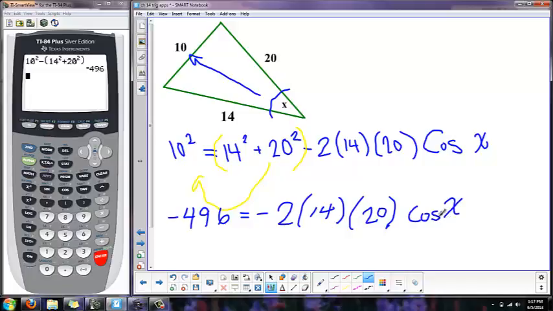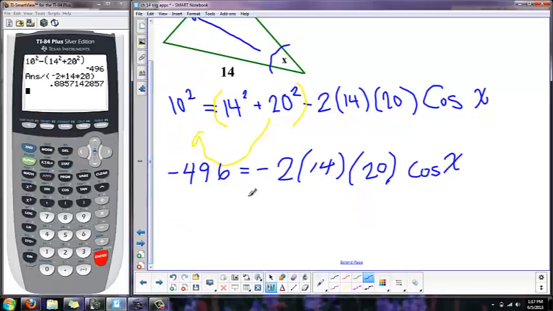Now I need to get the cosine by itself, so while it's in my calculator still, I'm going to divide by, in parentheses, negative 2 times 14 times 20. So cosine of x is equal to this decimal. It's equal to 0.88571.